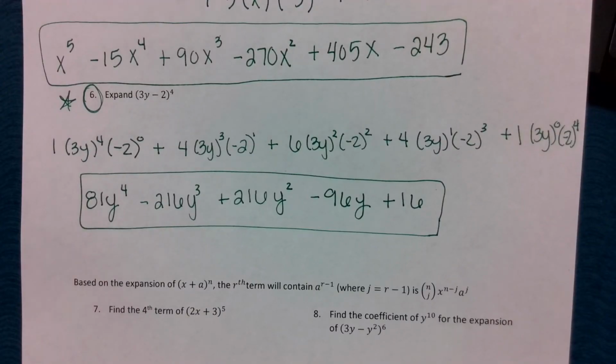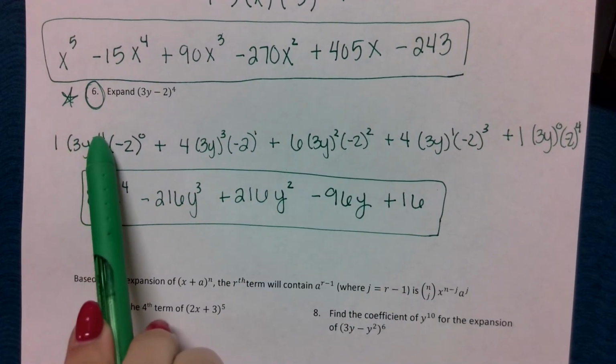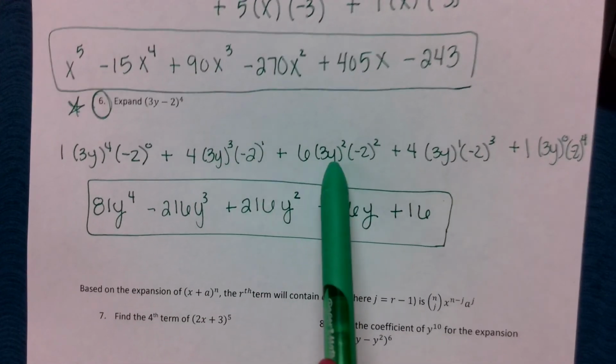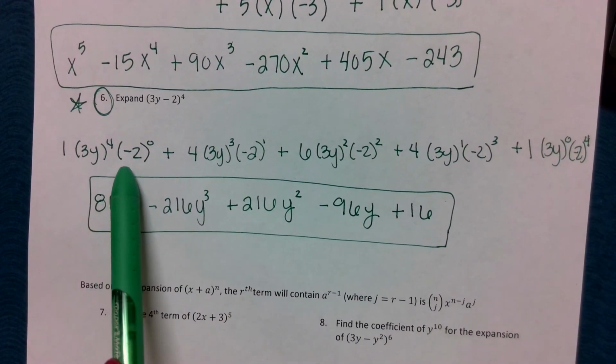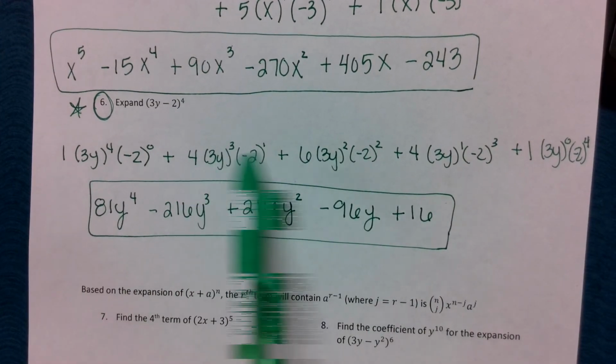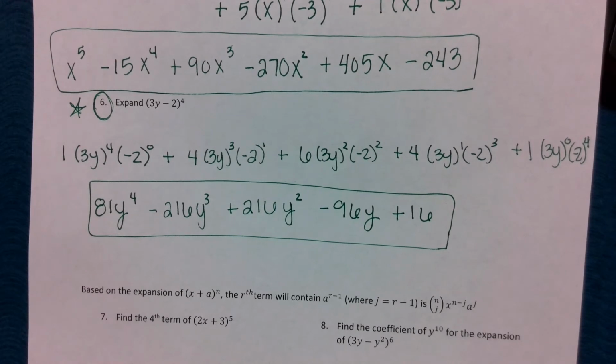All right, so if you paused and tried this one on your own, this is what your final answer should have been, right? So 3y starts with the highest exponent, negative 2 starts with the lowest exponent, 3y makes its way down, negative 2 gets a little higher each time, and then we used our 1, 4, 6, 4, 1 from our Pascal triangle.